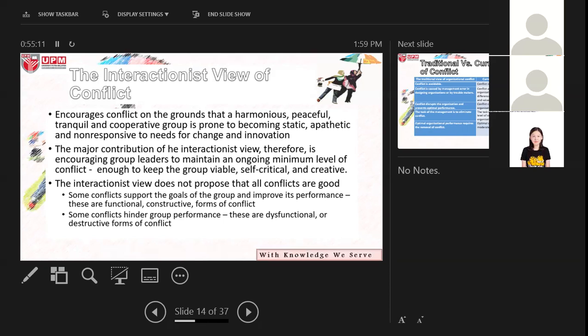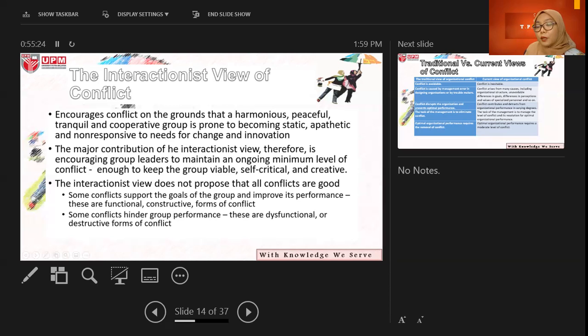Okay? And then that's why in the end we become not responsive. We are not responsive to the needs for change and innovation. So that means there will be no innovation or new system in our organization or in our work system and so on. None, when we are too comfortable with our harmonious and peaceful way of doing work. Okay?